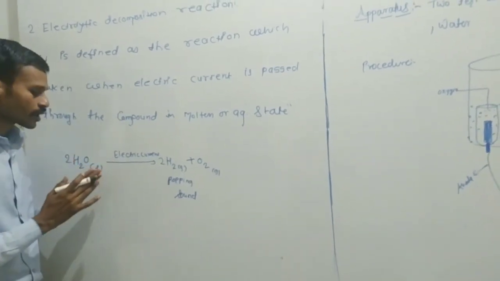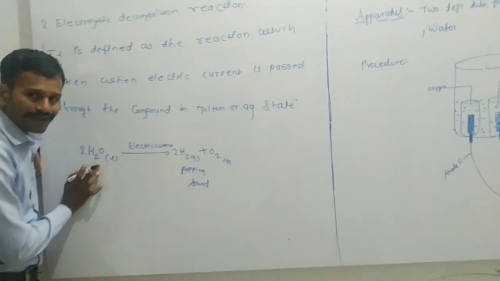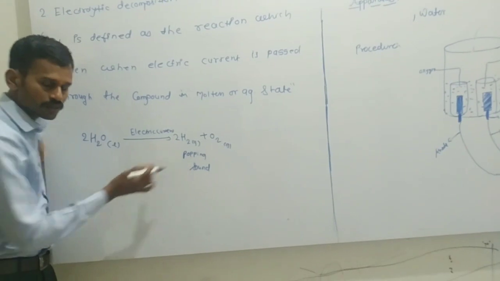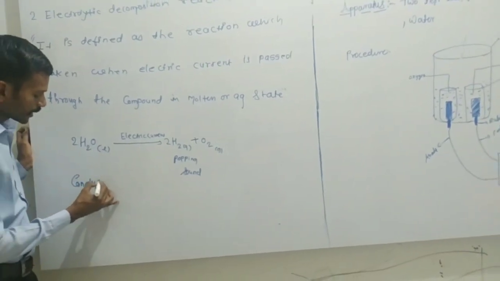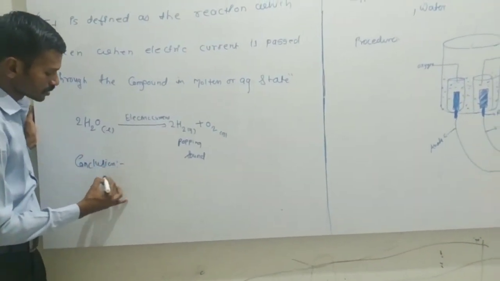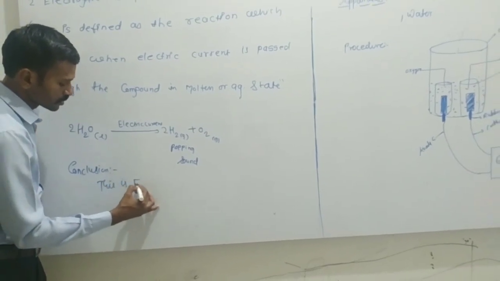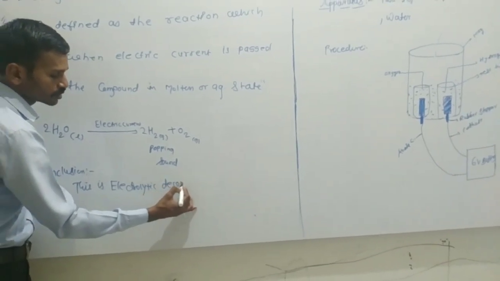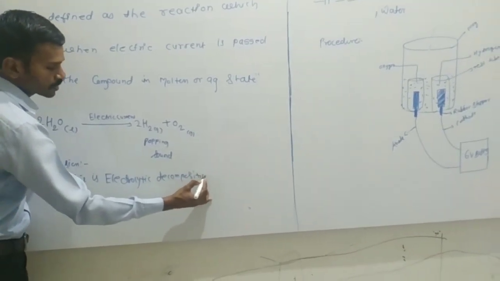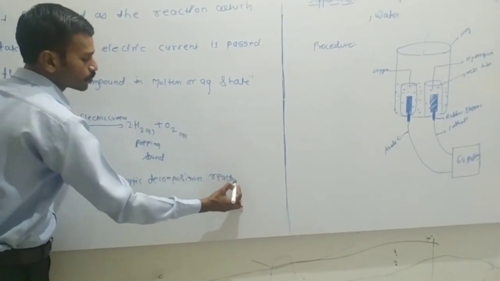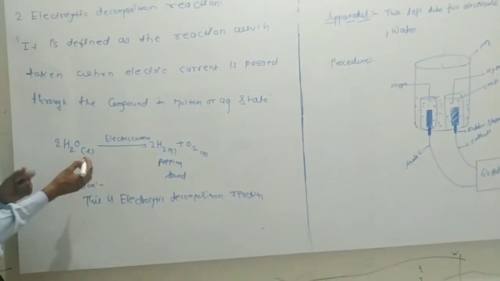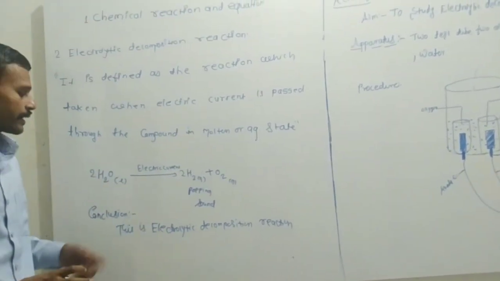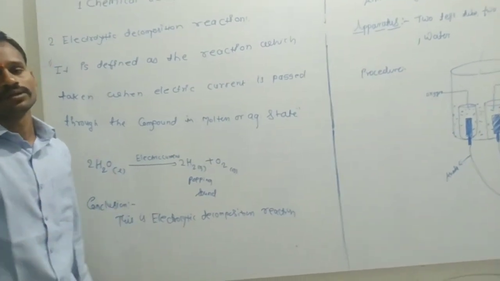Okay, so from the single reactant, two products are formed. One is hydrogen and the second one is oxygen, and we conclude that this is an electrolytic decomposition reaction. Which type of decomposition reaction? Electrolytic decomposition reaction, because of the separation of one reactant into two products, and this takes place because of electric current. So thank you.